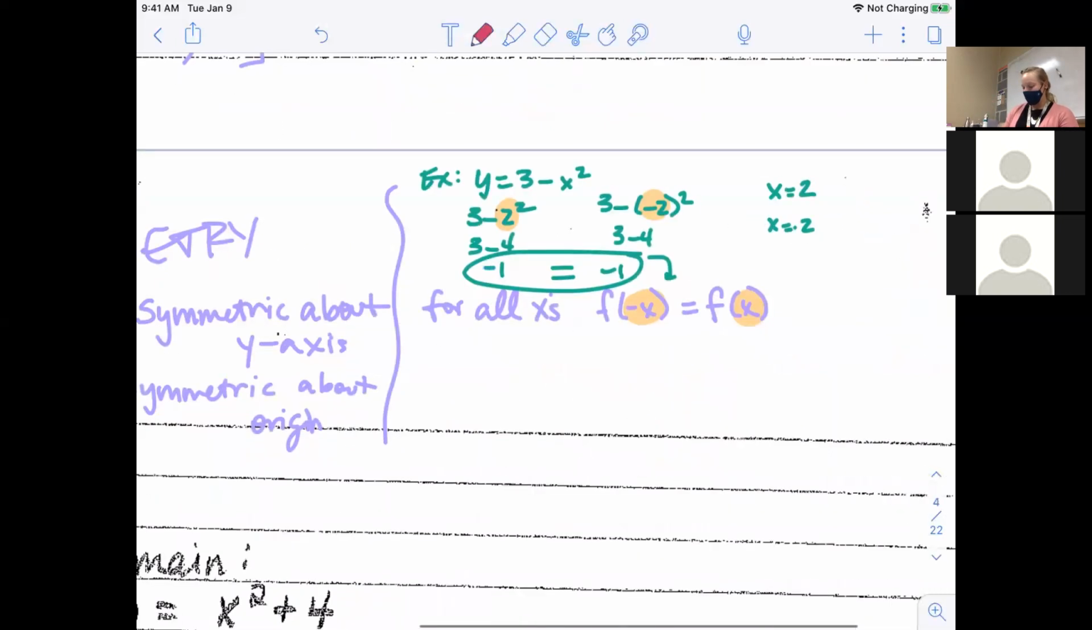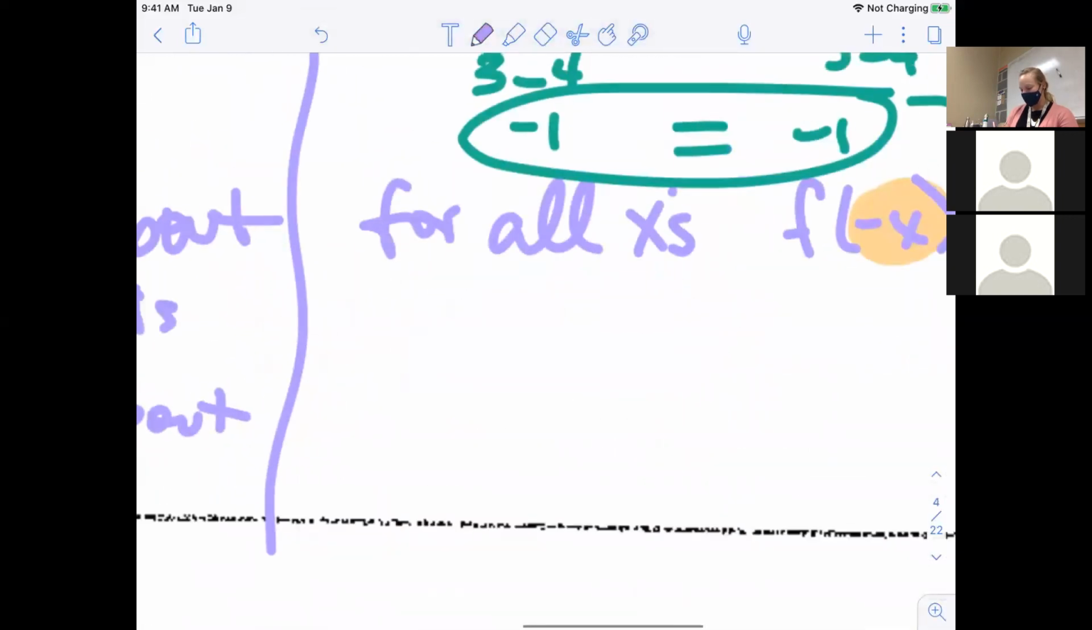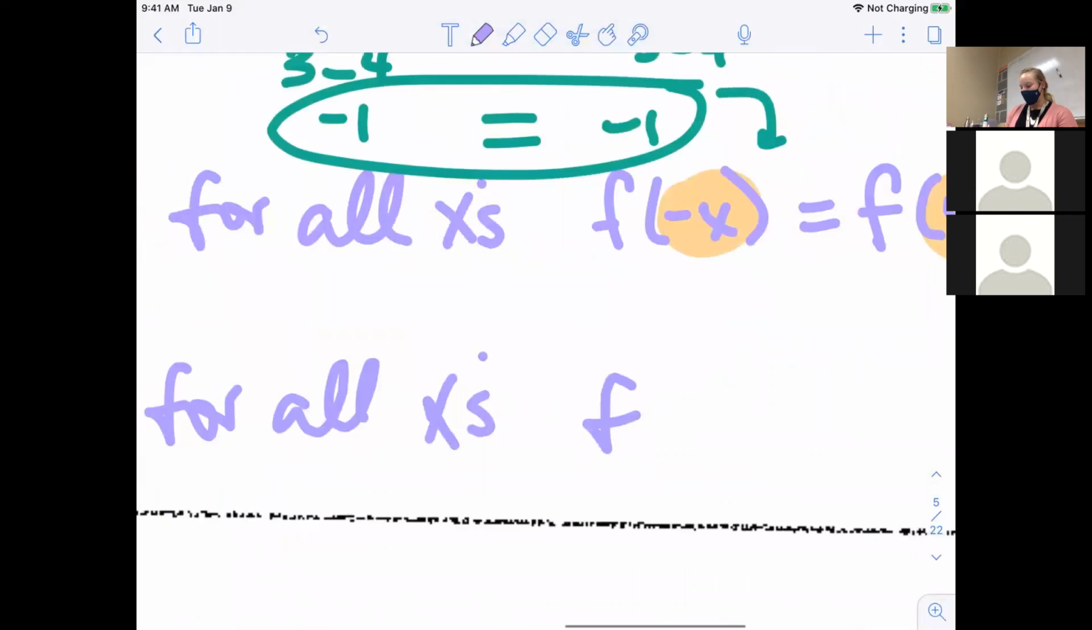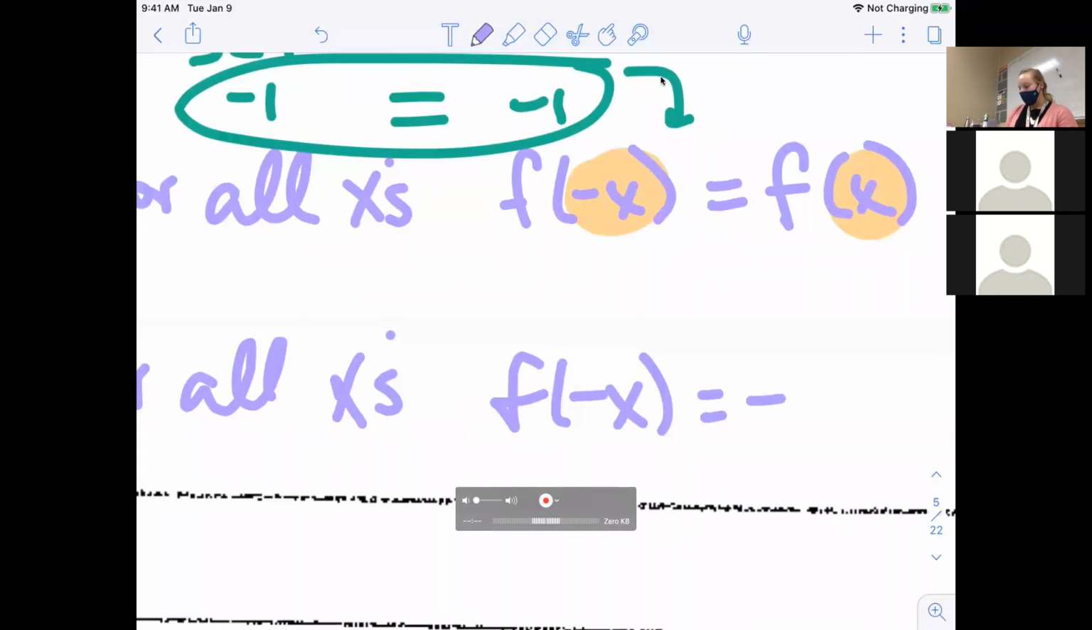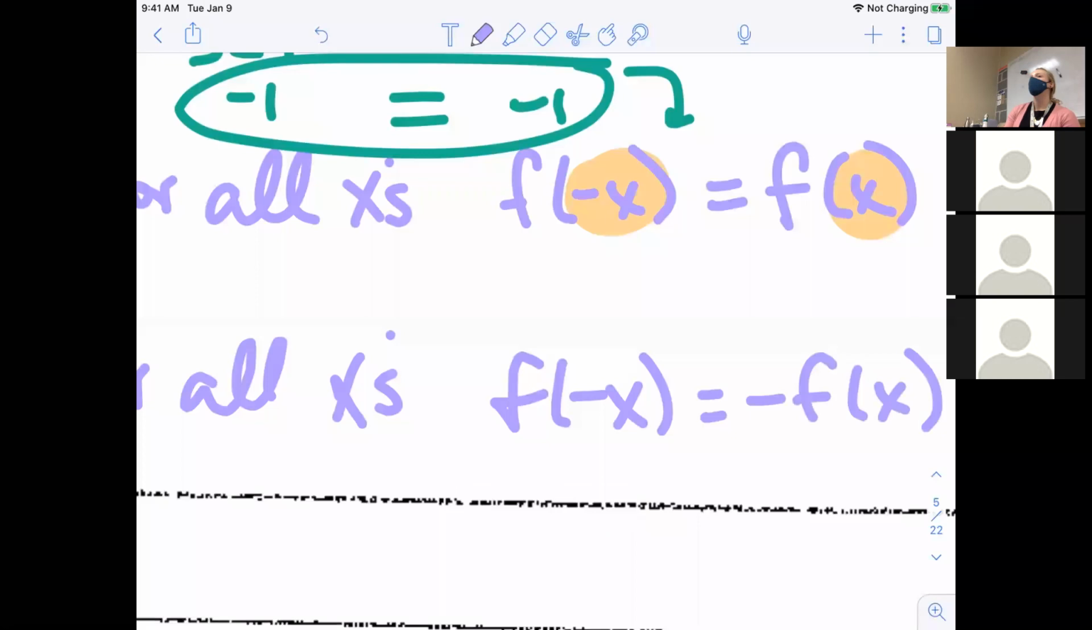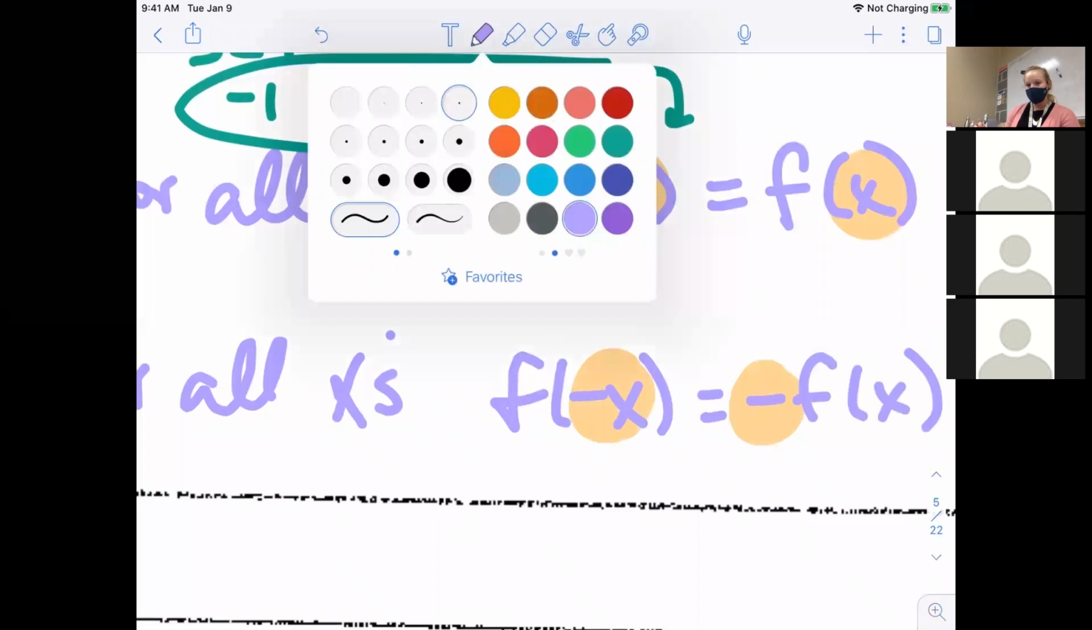So if I do it over here algebraically, this time I'm going to say the exact same thing. I'm going to say for all x's, if I do f of negative x, it's not going to equal f of x. It's going to equal negative f of x. So if a function were to be odd and I plugged in the negative value, it would give me the same answer as if I plugged in the positive one, but it would give me a negative out front. Let's look at what an example of that would look like.